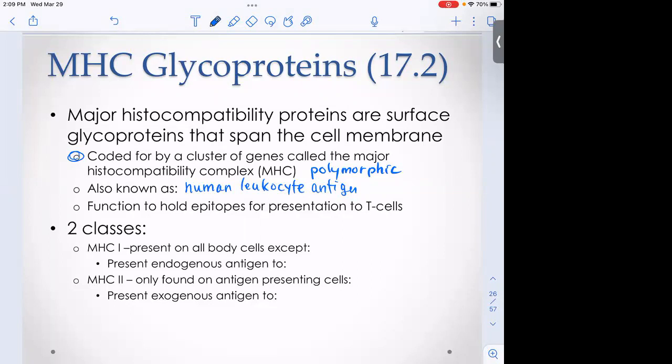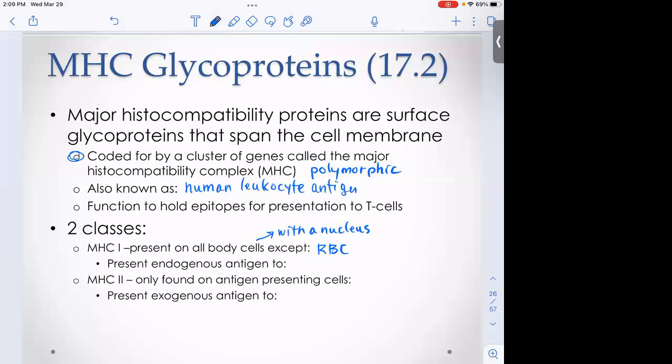Like I said, they're going to hold epitopes for presentation to T cells. There's two different kinds of these membrane spanning proteins. MHC1 is present on all body cells except red blood cells. So basically they're present on all body cells with a nucleus. Red blood cells had a nucleus and then they lose it because apparently they don't need it anymore. So without that nucleus, they're not able to make these MHC glycoproteins constantly.